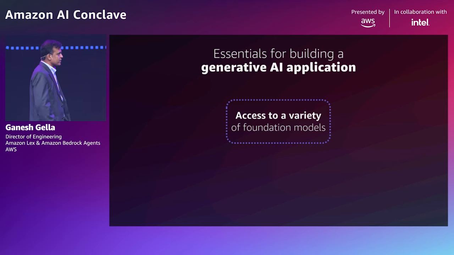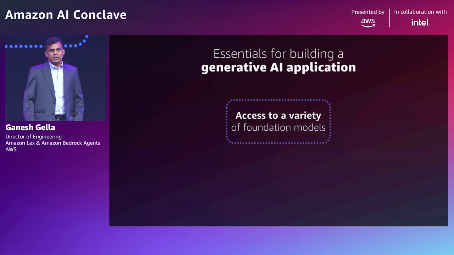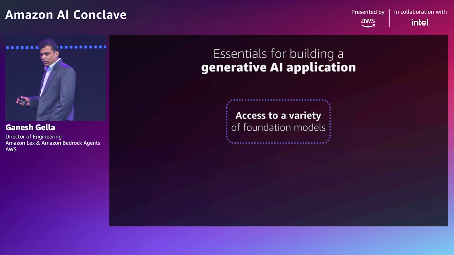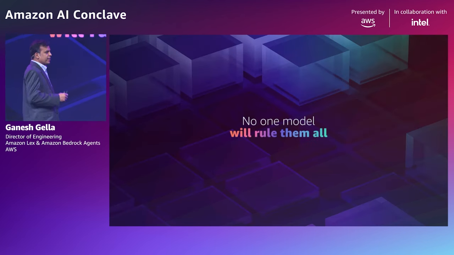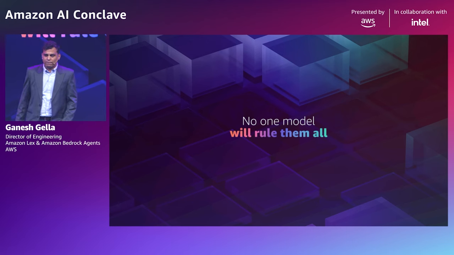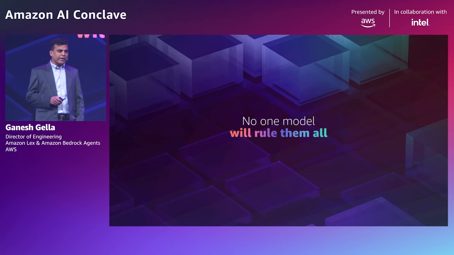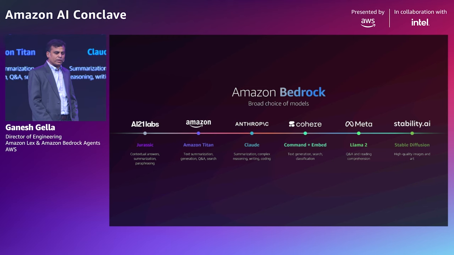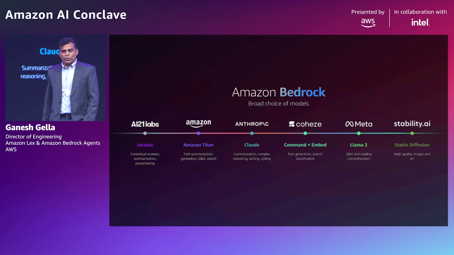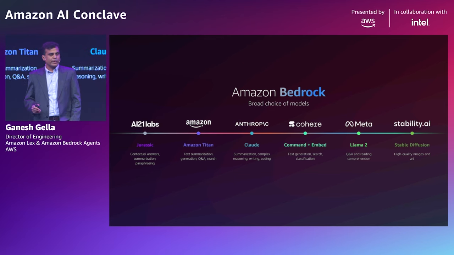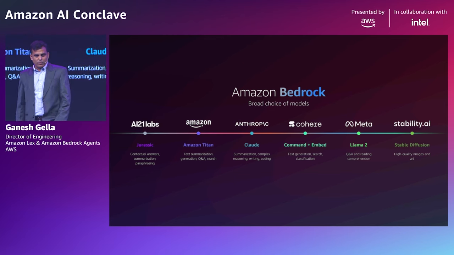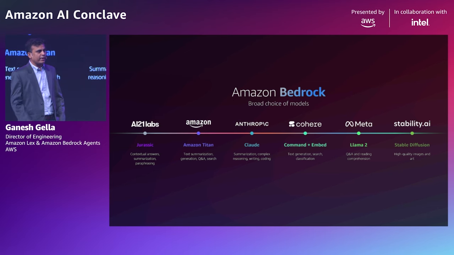Now let's move on to the second essential, which is having access to a variety of foundational models. We are still in the initial stages of generative AI, and this space is moving rapidly fast. Because of that, we believe no one model is going to rule the world. Hence, on Bedrock, we bring a variety of foundational models from the leading providers like AI21 Labs, Anthropic, Cohere, Meta, and Stability, along with Titan that is built by Amazon.